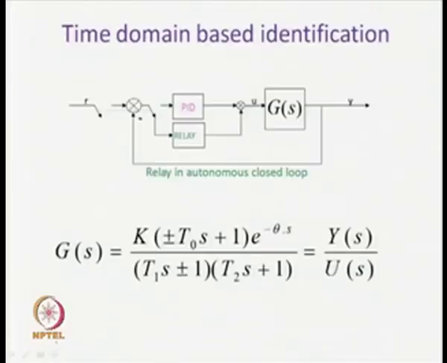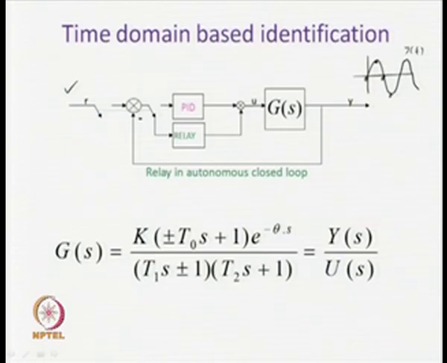Earlier we have seen also that the relay in autonomous closed loop results in sustained oscillatory output, and let the sustained oscillatory output be given by this waveform, and this is our y(t). Then this is the arrangement that results in this type of sustained oscillatory output. What measurements are made from this sustained oscillatory output? The zero crossings and the peaks.